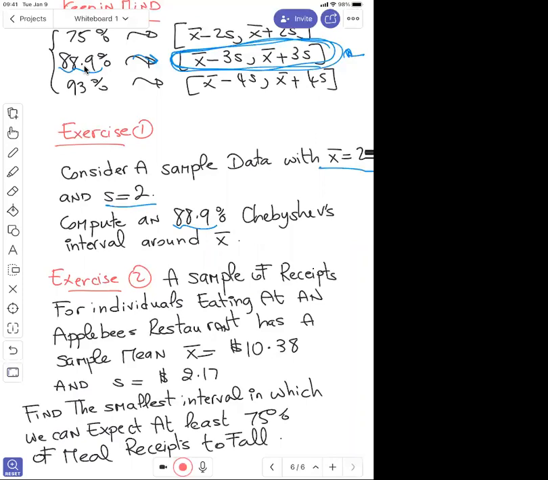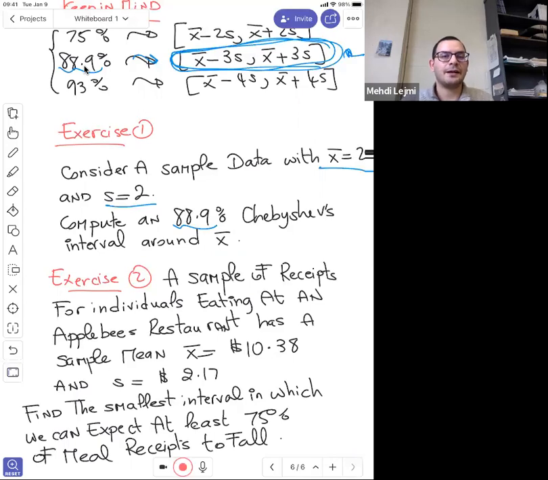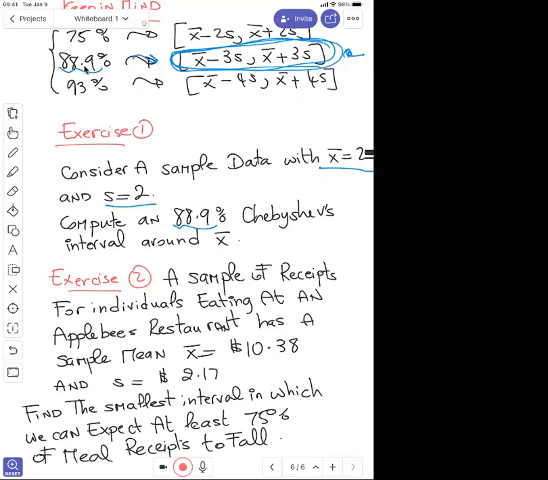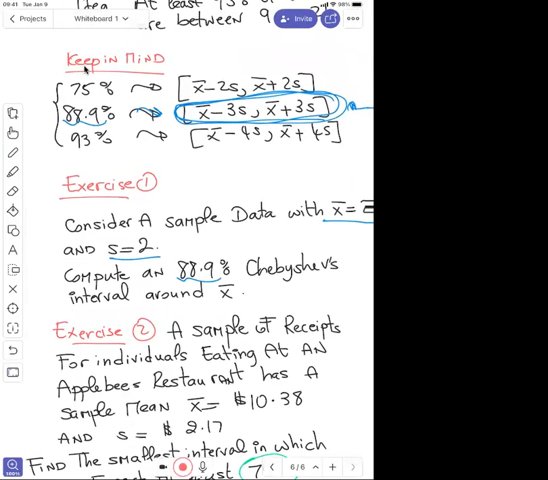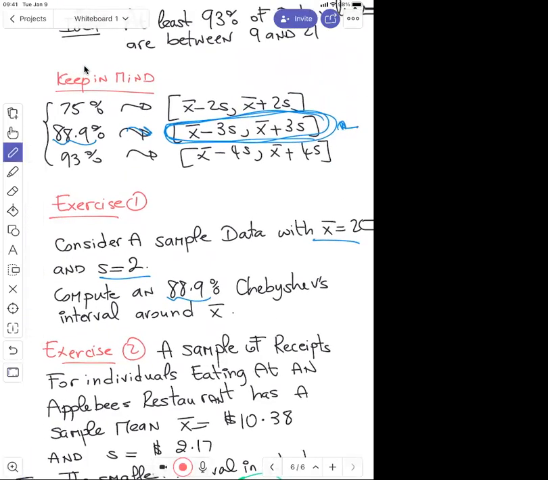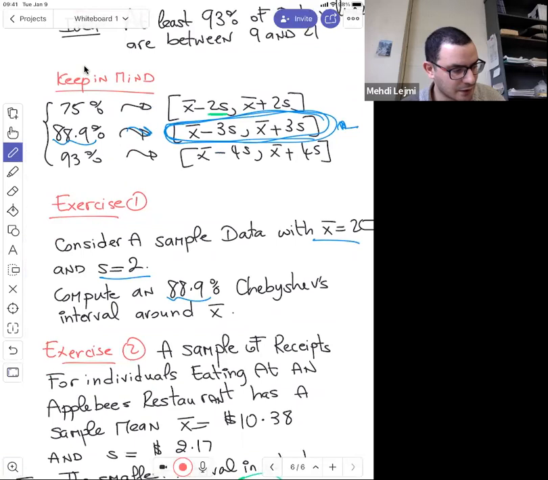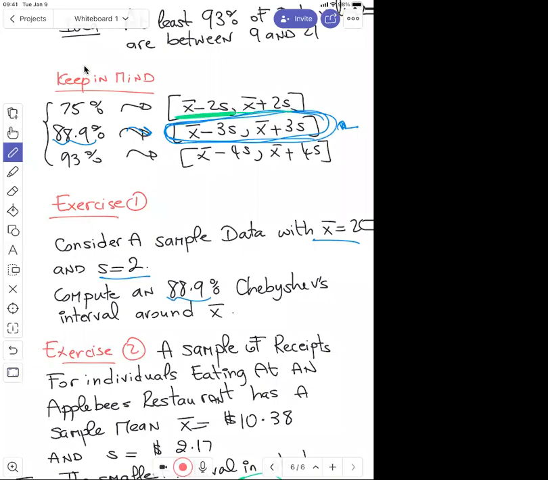Oh, I see. So it would be like 3 minus 217, right? Or no? Well, here it's not 3 because the percentage is 75%, right? So when it's 75%, we said it's not 3, it's actually 2. So it should be x bar minus 2 times s. Oh, I was looking up at exercise 1, that's why.